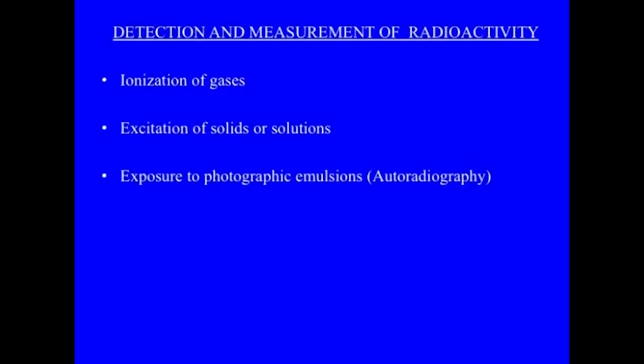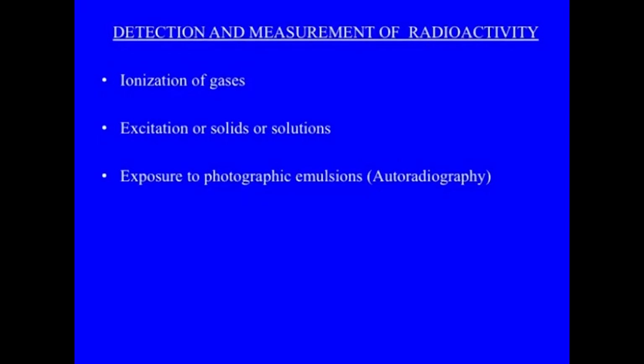Now, in this lecture, we are going to discuss detection and measurement of radioactivity. The three commonly used methods of detecting and quantifying radioactivity are based upon: 1. Ionization of gases, 2. Excitation of solids or solutions, and 3. Exposure to photographic emulsion, or what we call autoradiography.